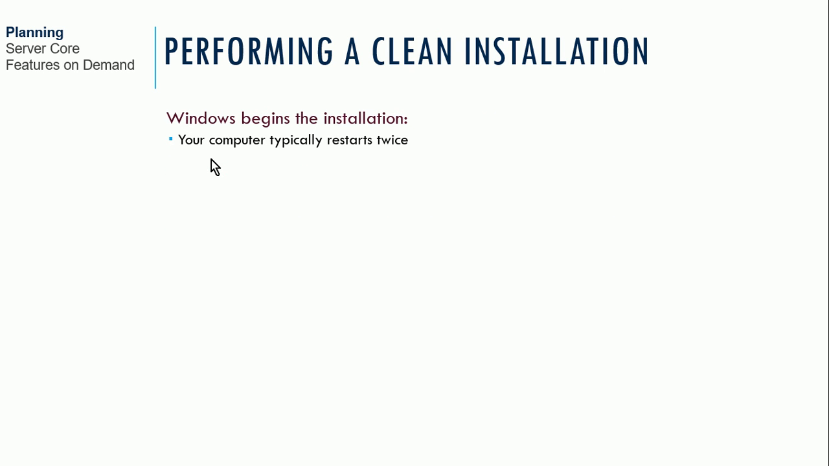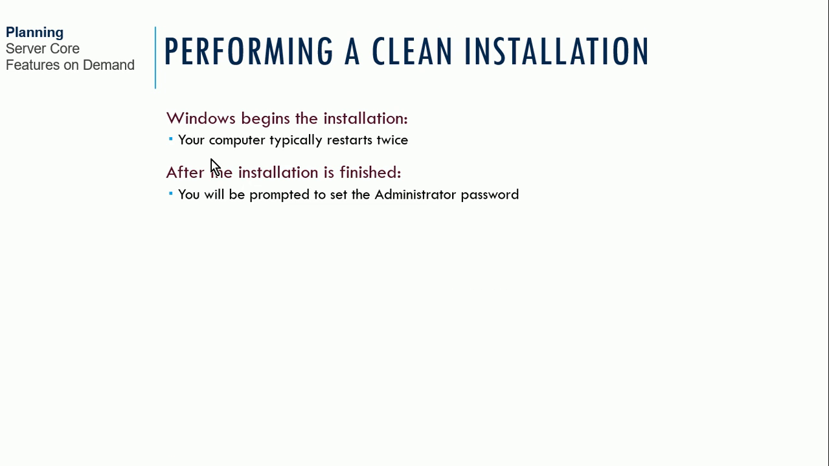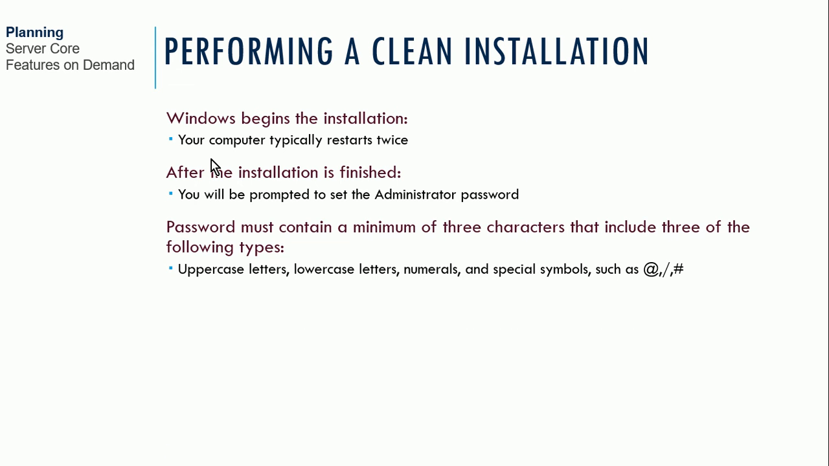All right, so once Windows begins the installation, your computer will typically restart twice during the installation. Once it's finished, you're going to be prompted to set the administrator password. That password is going to have to be a minimum of 3 characters that include 3 of the following: uppercase, lowercase, numerals, special symbols, and so forth. So you're going to have at least 3 of those and at least 3 characters. It's a pretty small password, but I think most people can come up with a password like that. Again, in many organizations, that default administrator password for the local machine will be predetermined for you, so you'll put in whatever the standard password is for the server.